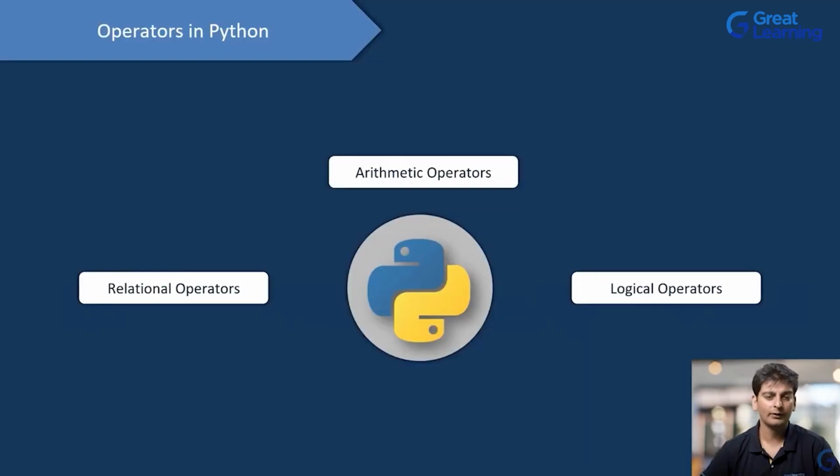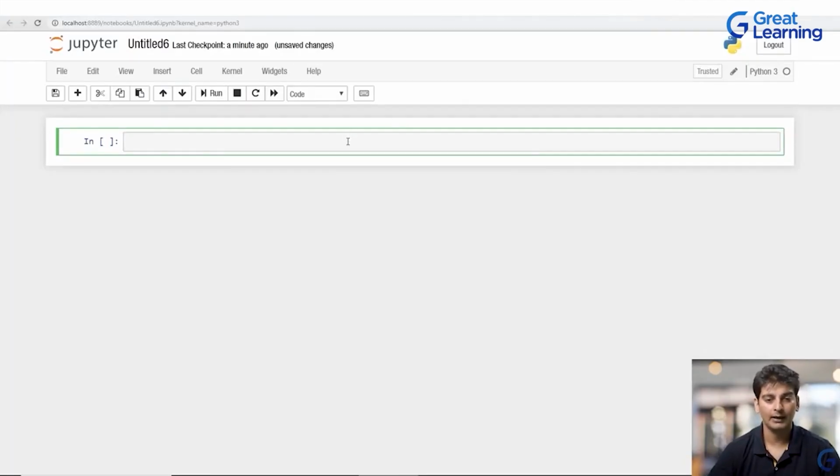So going ahead, we'll work with operators in Python. We've got arithmetic operators, relational operators and logical operators. Let's start off with arithmetic operators. I'll head on to Jupyter Notebook over here, and arithmetic operators are basically the normal mathematical operations which you do. That would be addition, subtraction, and then you've got division, and then you've got multiplication. These are the different symbols which you'll be using to perform these operations.